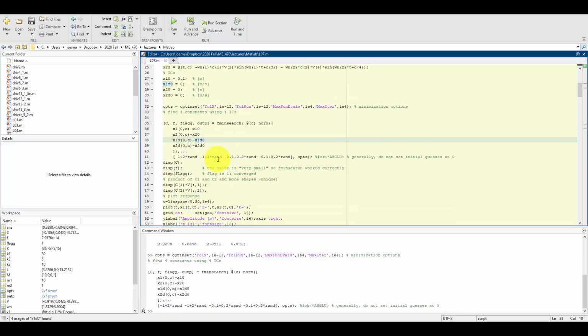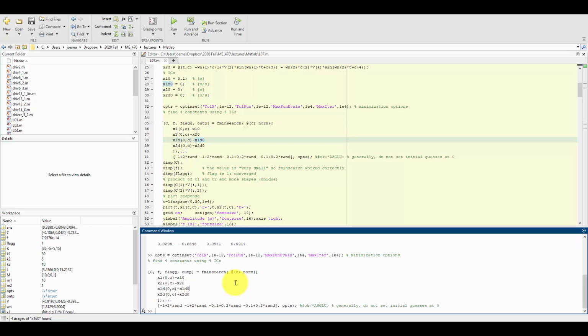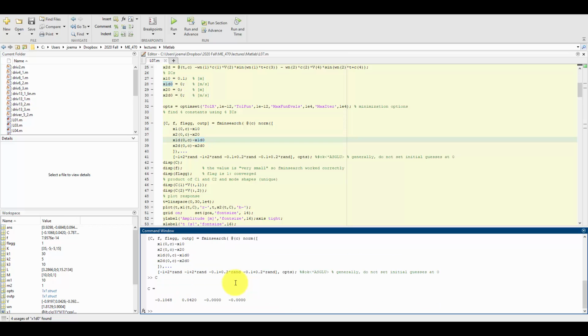All right, so notice my outputs from the fminsearch: I'm getting C, I'm getting this little F, flag, and output. The F and the flag are going to be important to make sure that the C I'm getting is reasonable, hopefully. So let's see what C I got. This is the collection of C1, C2, phi1, and phi2 that it used to minimize this expression. So negative 0.107 about for C1, 0.042 for C2, and then phi1 and phi2 are both 0. And that'll be typical when our velocities are initially 0.